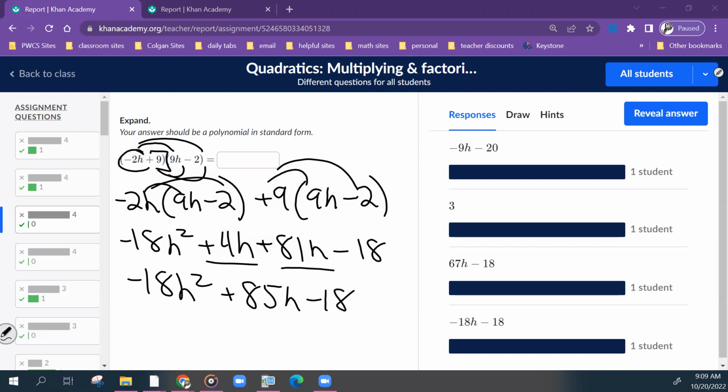It also needs to be in standard form, so highest exponent to lowest. Everything we've been learning since the beginning of the year is coming together: combining like terms, exponent rules, standard form, all of those things. Distributing, just everything. Questions about that?